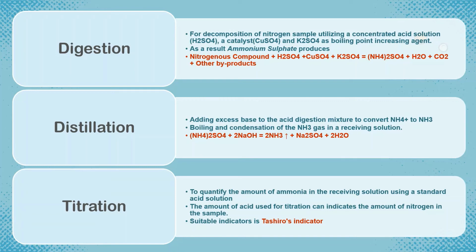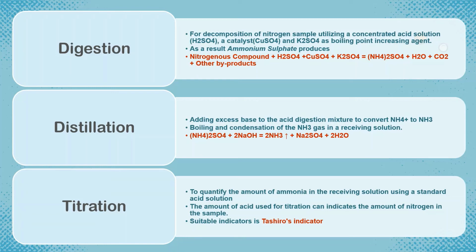Now in this process, all the nitrogen gets converted to ammonium sulfate. So the reaction goes as nitrogen sample plus sulfuric acid in the presence of copper sulfate plus potassium sulfate gives ammonium sulfate, water, carbon dioxide, and other byproducts. After this, the next step is the distillation step.